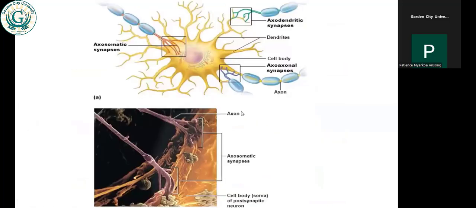You can also have different synapse based on the parts that are connecting. You can have the axosomatic synapse, the axon terminal of neuron 1, then the soma of neuron 2. You can have axodendritic, the axon terminal of neuron 1, the dendrites of neuron 2, axonal, the axon terminal of neuron 1, the axon of neuron 2.